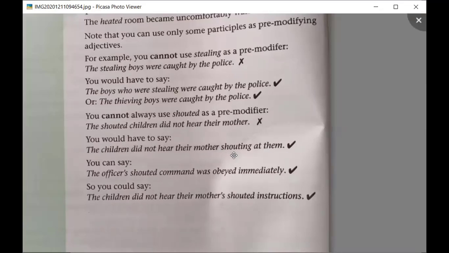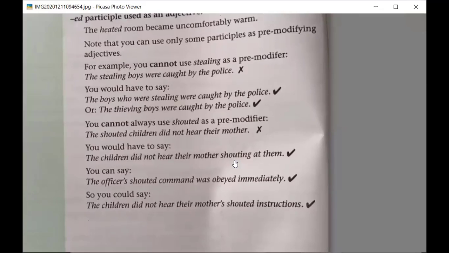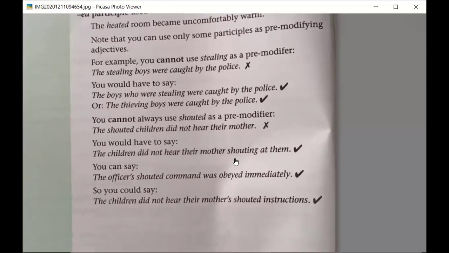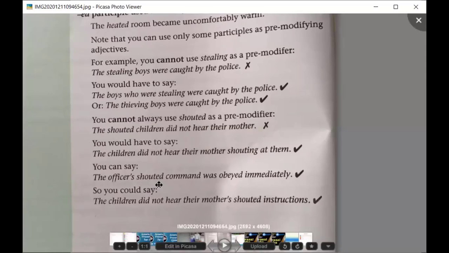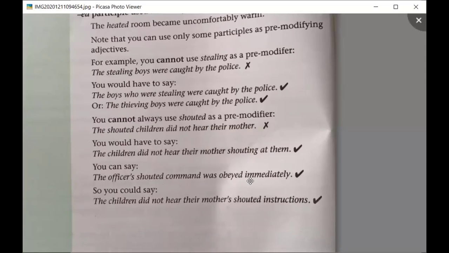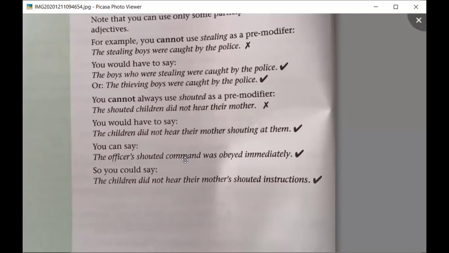Now this is not a modifier here. It's "shouting at them," the mother shouting at them. It's a verb here, maybe a clause. You can say "the officer's shouted command was obeyed immediately." Meaning what kind of command? The command which he shouted. The officer's shouted command was obeyed immediately.